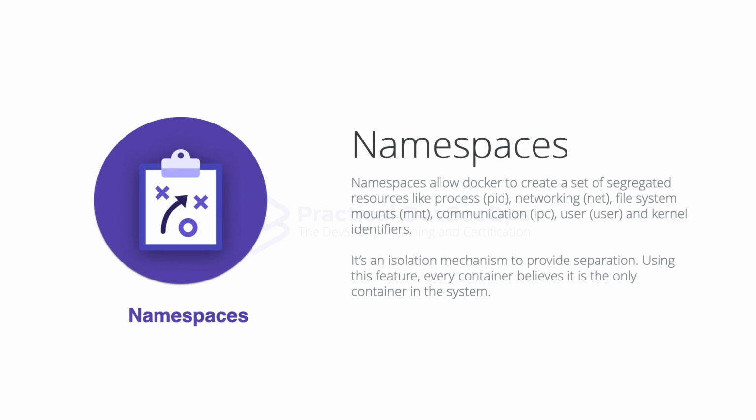Docker creates a separate namespace for every container. Namespaces are at the core of Docker's isolation. Every container has its own set of processes, system mounts, users, kernel identifiers, and network resources. By default, one container cannot see the resources of other containers. Because of such isolation through namespaces, every container believes that it is the only existent system running on a machine.